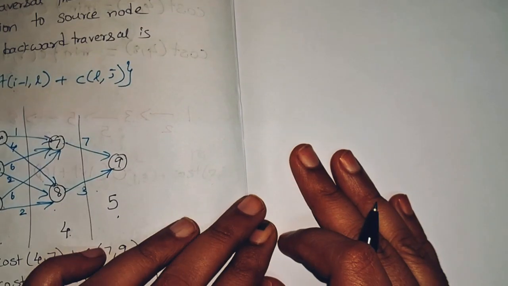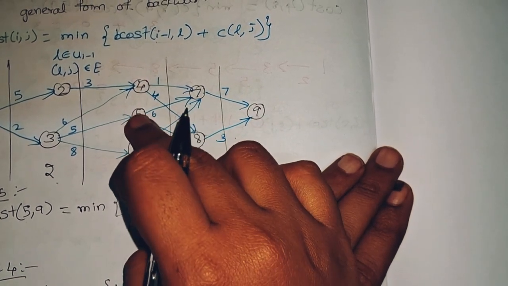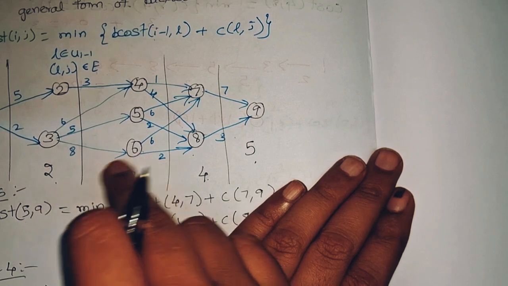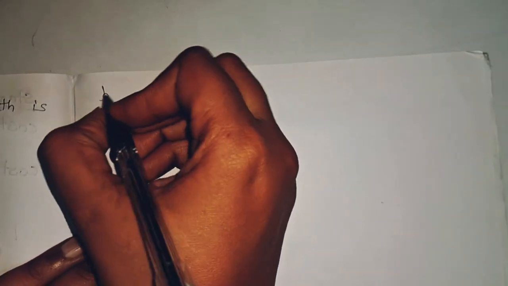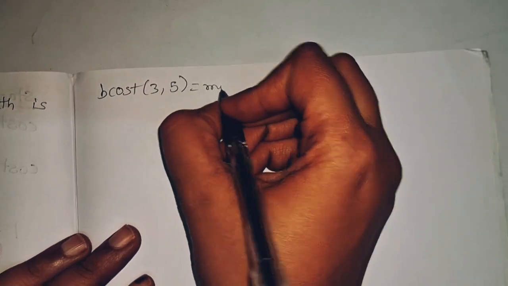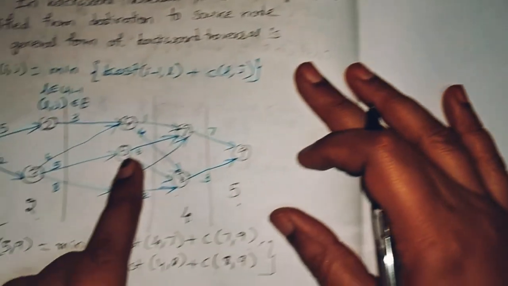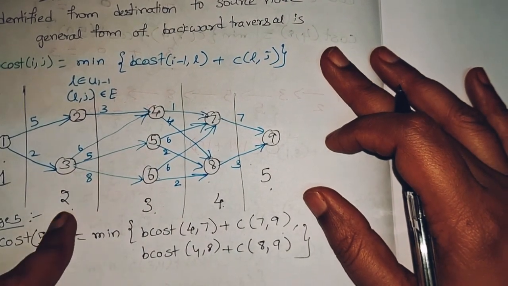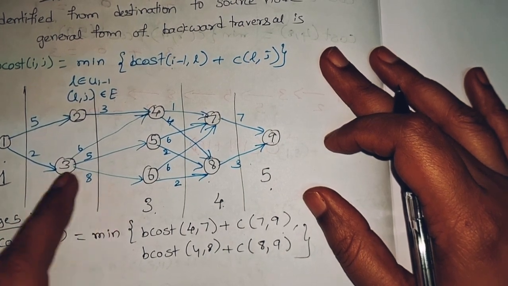In the same manner we are going to write down the backward cost of 3 comma 5. In stage 3 we have seen the value of 4, now 5. Node 5 is connected only to 3. So the backward cost of 3 comma 5 equals the minimum of backward cost of 2 comma 3 plus c of 3 comma 5.